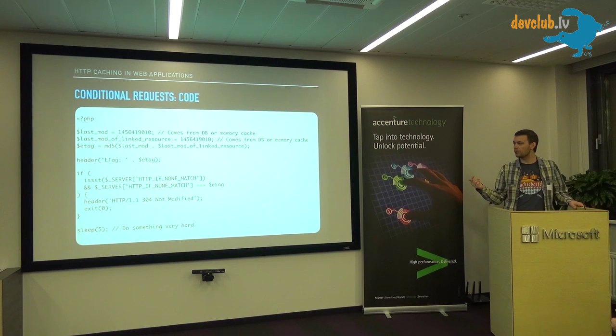Then, same as before, this time we're sending etag. Last time we were sending last modified. We send that MD5 hash value in the response header. Then again, there's a similar if statement, which evaluates true if the etags match, in case the if-none-match header is present in the request. And then finally, again, it does something very hard.